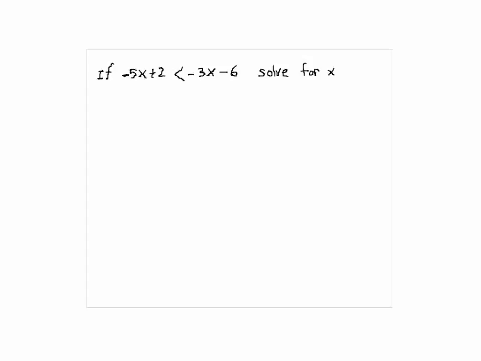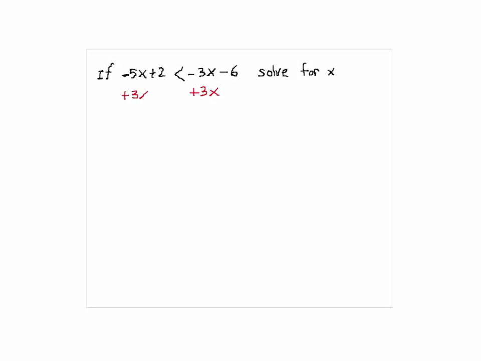If minus 5x plus 2 is less than minus 3x minus 6, solve for x. What do we do first? What's the first step? I would add 3x. Okay, let's do that. So you add 3x to both sides of the equation. Is that what you want to do?